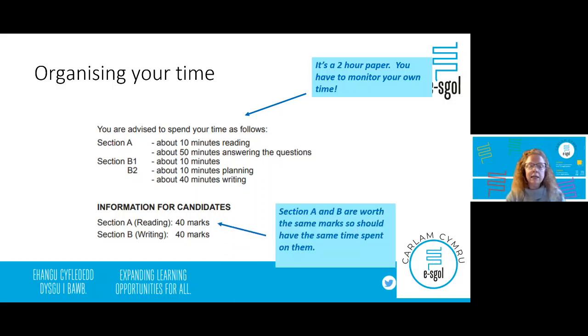So really, in the exam, you want to be spending about the same amount of time on section A and section B because they're both worth 40 marks.